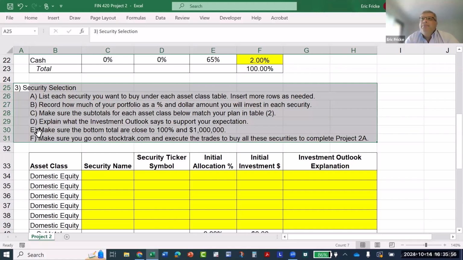Now sometimes I know people want to just say, hey, there's some stocks I think are a good deal, and I want to just go buy them. And I would say for project 1, that's great. Just do that in project 1. But for this project 2, I want you to use the investment outlook as justification for every security you pick. The investment outlook will specifically state some industries. It won't always give you a specific company. Let me give you an example.